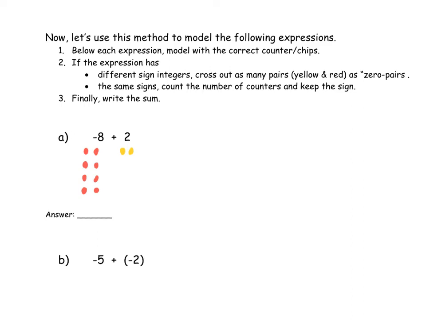I am now going to try to get rid of as many 0 pairs as possible. Now, you can see they're different colors or different signs, so I'm going to cross off 1 0 pair there. So a yellow and a red make a 0. Another 0 pair with the second red and the second yellow, and what I have left indicates my answer. And what I love about the colors is I can see the red, which means that I have a negative answer, and I can count 6 chips. So this is -6. The sum is -6.